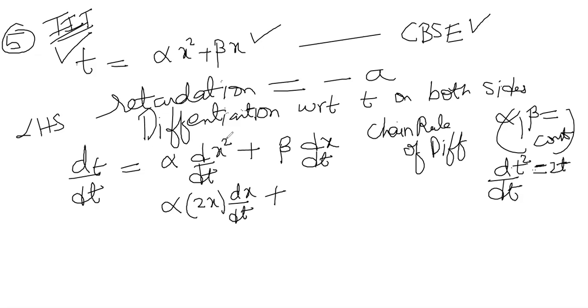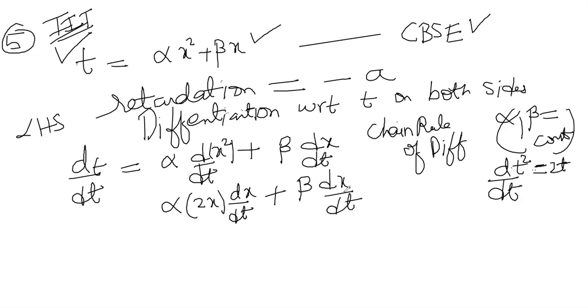You are not doing d by dt of t square. You are doing d by dt of x square. That is why you are writing dx by dt also. Understood? That is called chain rule. Then beta into dx by dt, just dx by dt. Nothing you can do with that.